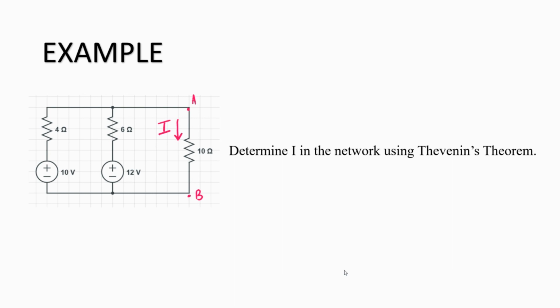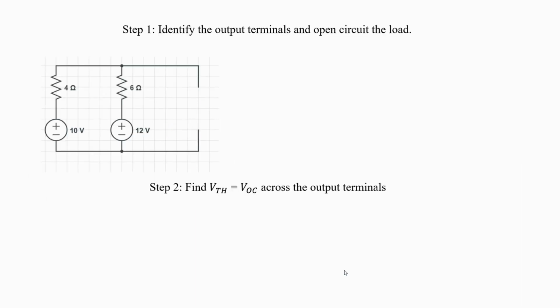So say I want to determine the current I through the 10 ohms resistor. In this case, my 10 ohms resistor is going to be the load resistance, and that has been connected across the terminals AB. So the first step is to identify the output terminals, which we just did, right? So these were the terminals A and B, and I have removed the load. The 10 ohms resistance was the load resistance, and I have removed it and open circuited the load. So this is the first step.